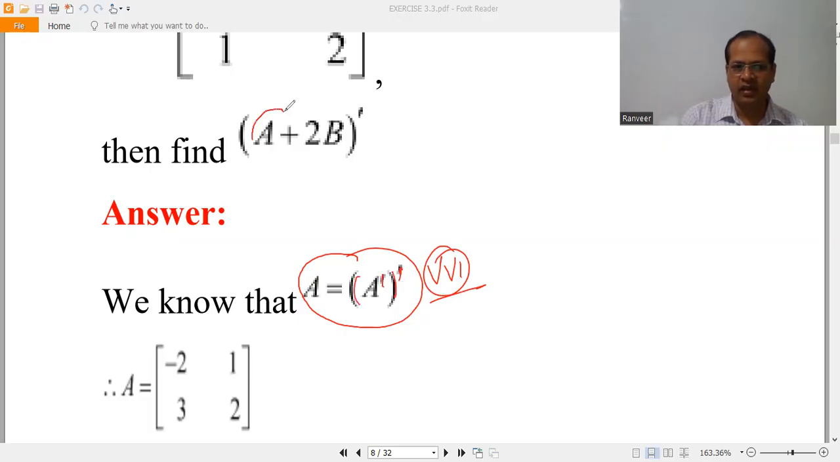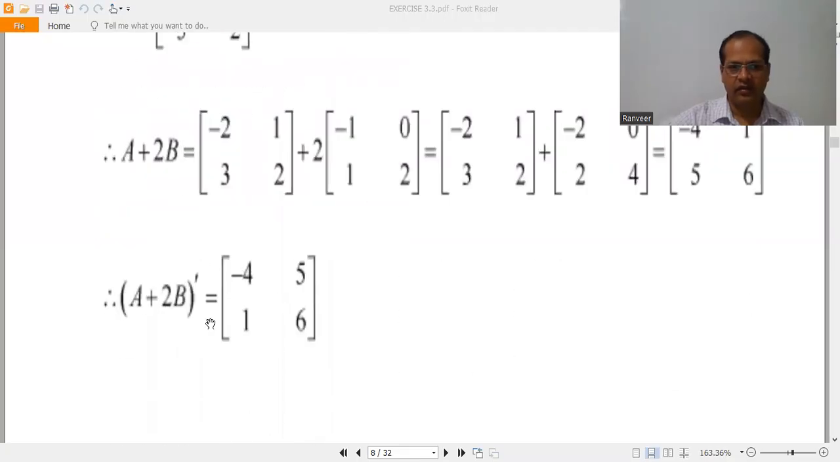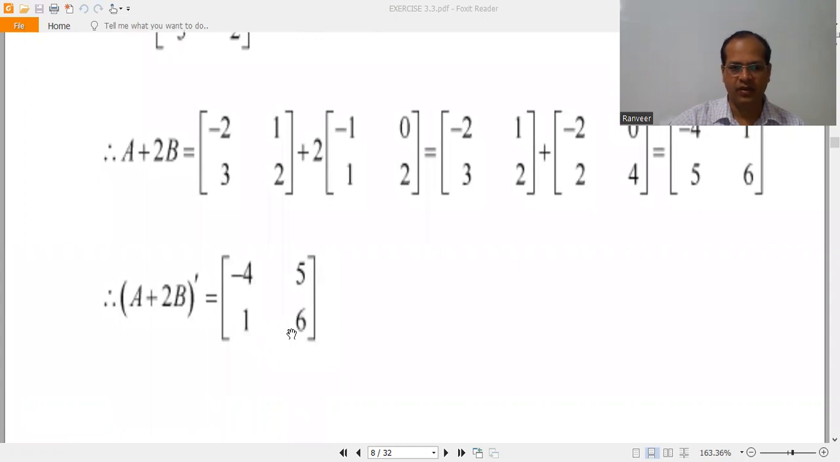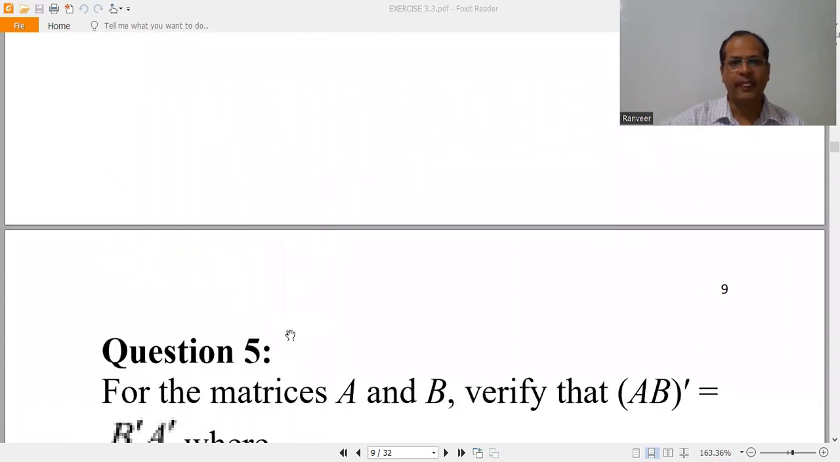So we require the result A. First we have to find out the A value. After that, we have to find out the 2B, and then A plus 2B complement we have to find out. So this is the way.